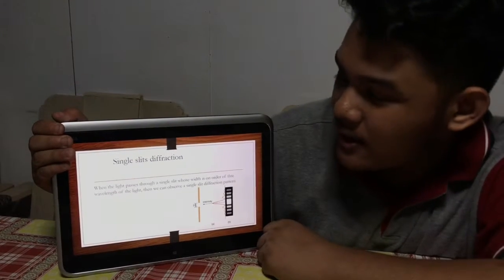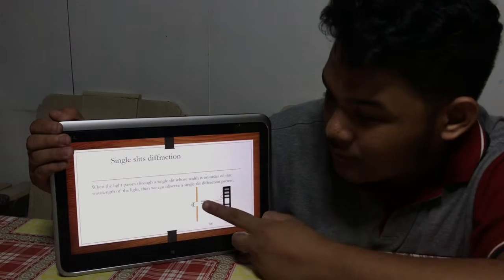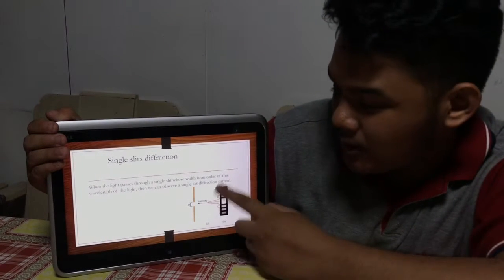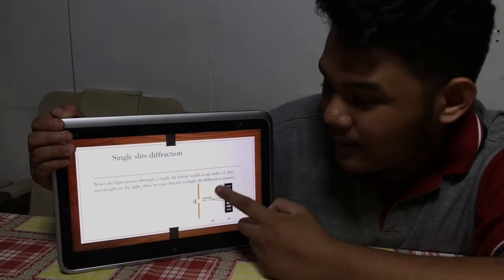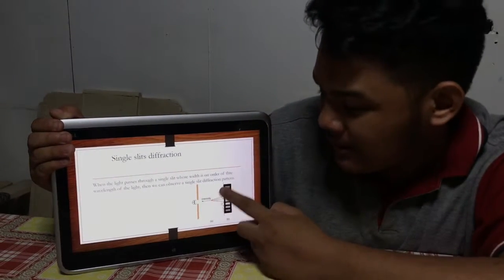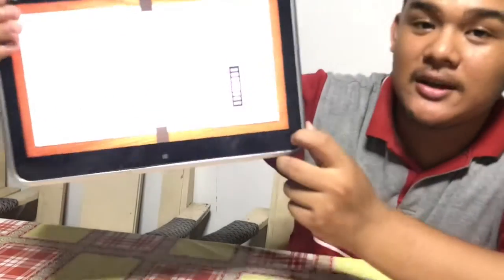The next one is single slit diffraction. When light passes through a single slit whose width is on the order of a wavelength of the light, then we can observe a single slit diffraction pattern. This single slit diffraction is here.